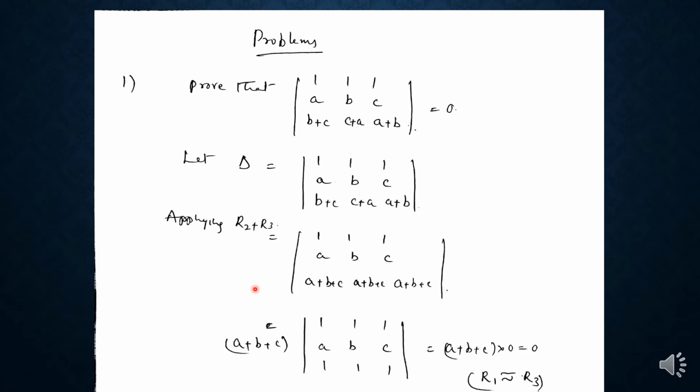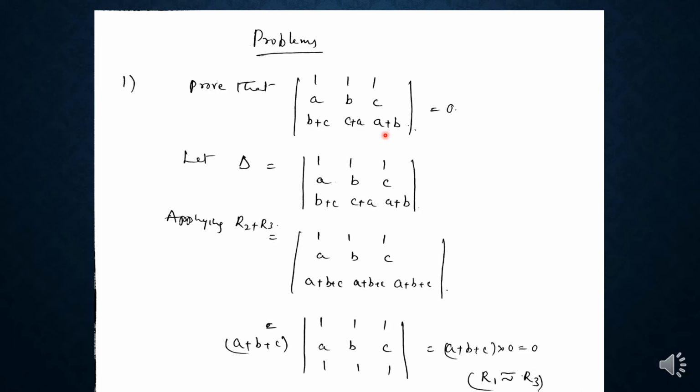So we'll see some problems on these determinants by using properties also. Prove that the value of the determinant 1 1 1, a b c, b plus c, c plus a, a plus b is equal to 0.